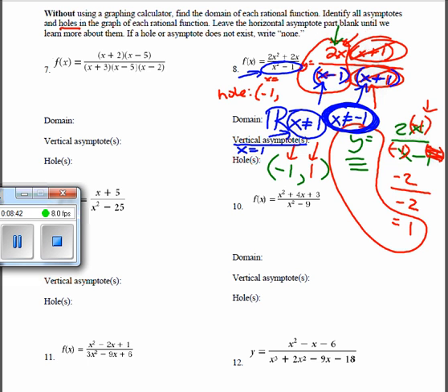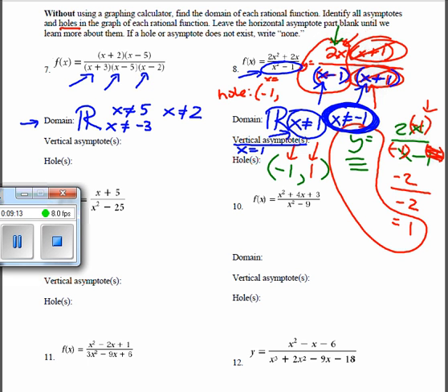All right, I want to show you one more from beginning to end, and I'm going to show you number 7. Okay, so I'm going to say domain for number 7. Domain is all real numbers except what would crash it? -3, +5, and +2. So x cannot be -3 or it would crash. X cannot be 5 or it would crash. And x cannot be 2. All right, so there's your domain.